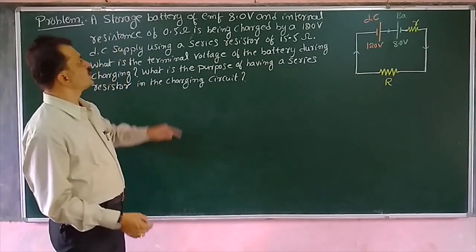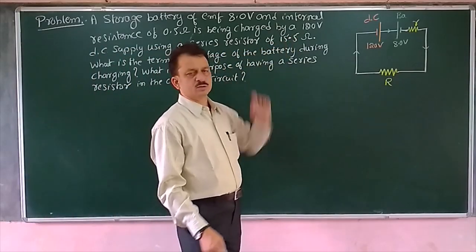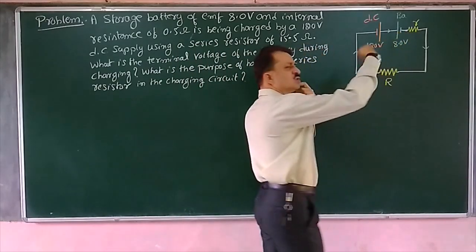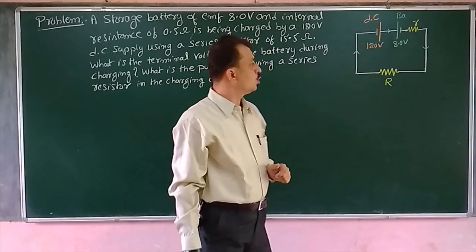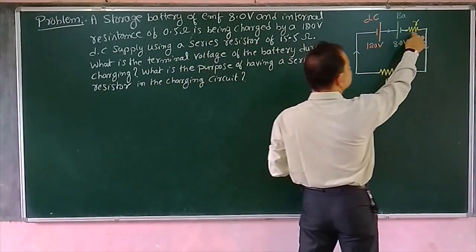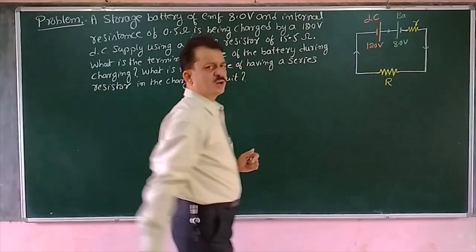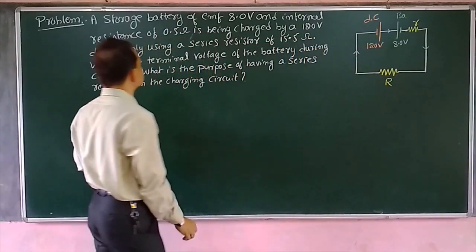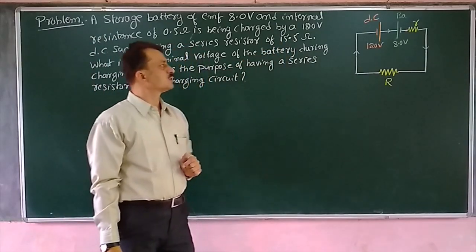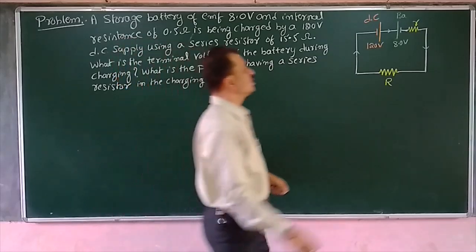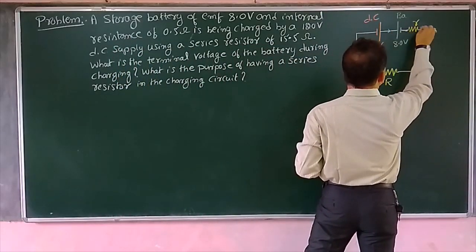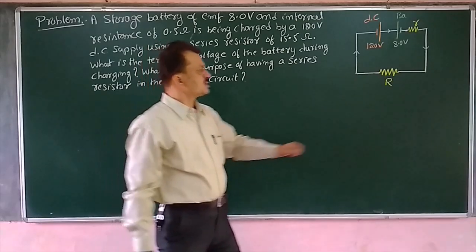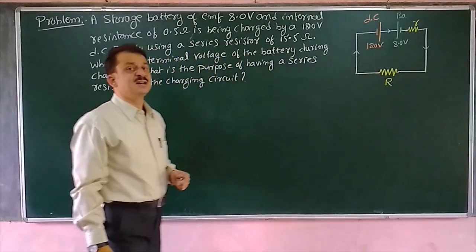For that, we are using a DC supply of 120 volt. Now that is as shown in the diagram. This is the battery which is low, that we are going to charge by using a DC supply of 120 volts. Now this battery has an internal resistance small r, that value is given as 0.5 ohms. Clear? And this is charged through a series resistor capital R. Its value is given, it is 15.5 ohms. In that case, during charging, what is the drop across these two terminals? That is the terminal voltage across the battery, that we have to work out. And second one, what is the purpose of having a series resistor?